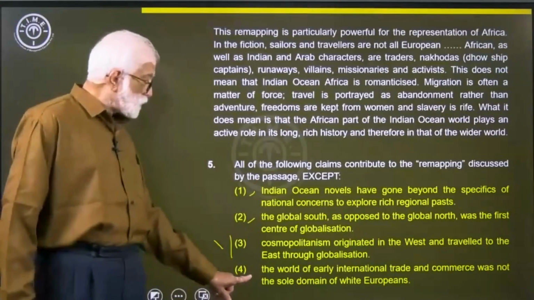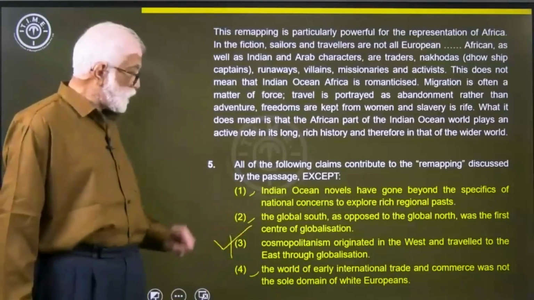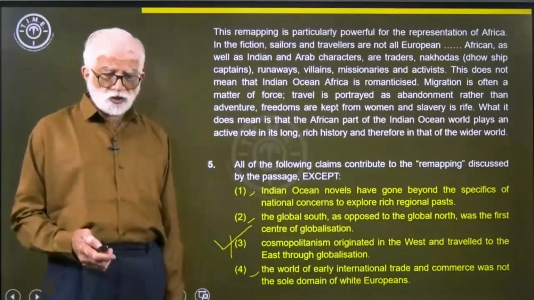So we know that we will accept this. The exception here is something that's actually a distortion, which is 3. So 3 is your answer to this question.